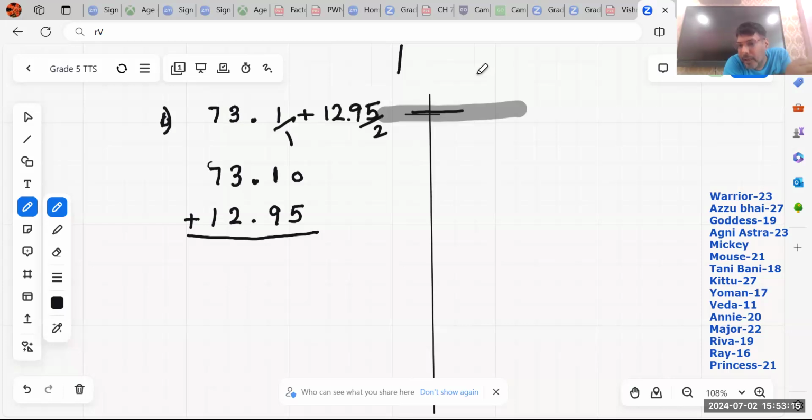Remember one thing, this is a very important point. The decimal should come below the decimal point, without this arrow. Don't use this arrow. Okay. So we will add 5 plus 0, 5. 9 plus 1, 10, 1 carry over. It will be 6 and 8. Understood? And my decimal will come as it is.